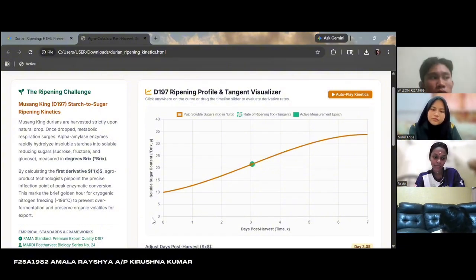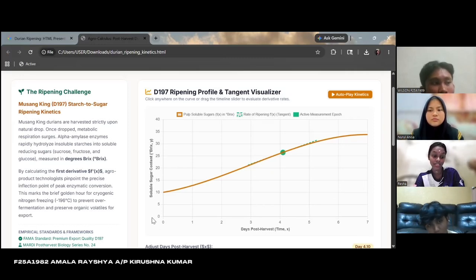In the post-harvest eating challenge, on day 4, the durian reaches the very top of the hill. The sugar level at day 4 is absolutely high, over 30 Brix, because the fruit has run out of starch reserve to convert. The speed of new sugar concentration slows down almost to zero.